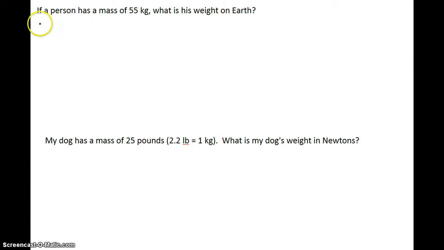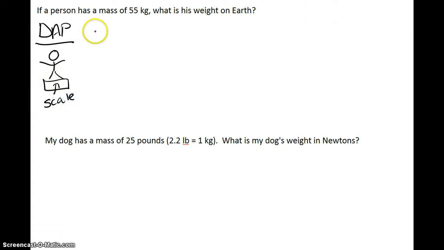So our first step is to draw a picture. Might seem kind of silly, but as we keep solving more and more complex problems, drawing a picture will be more and more important. So I've got a person, and because we're caring about weight, maybe my person is on a scale.